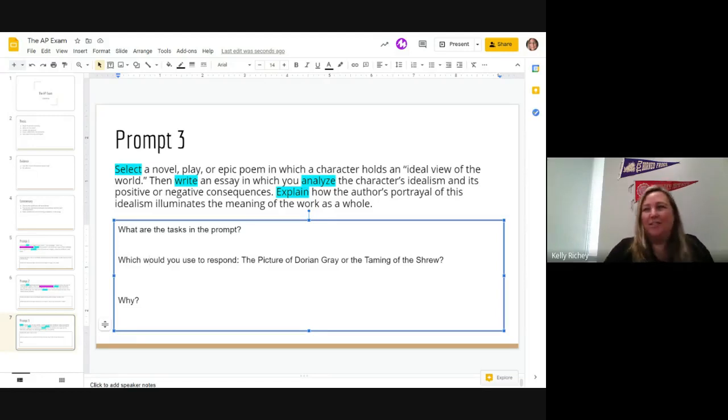The origins of words. Okay, so what are my tasks? Well, we've got them highlighted. We have select, write, analyze, and explain.